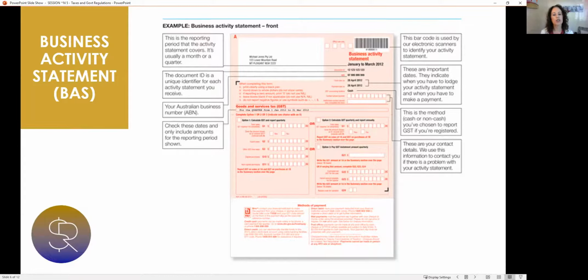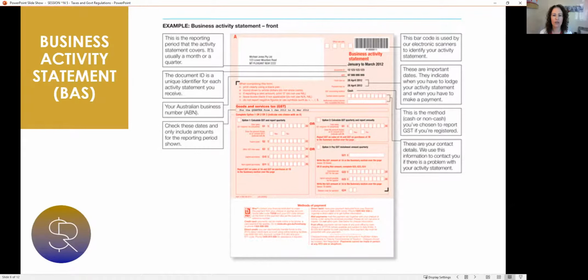But the item boxes on the BAS that you need to fill in and be aware of are G1, you may be able to see that, which is a total sales figure for a period of time. BASs can be done on a monthly, a quarterly, or an annual basis. The general rule is most businesses would report on a quarterly basis because annual is probably too big a time frame, and monthly is probably going to get too onerous to keep up with. So general rule of thumb is that we do it in quarters.